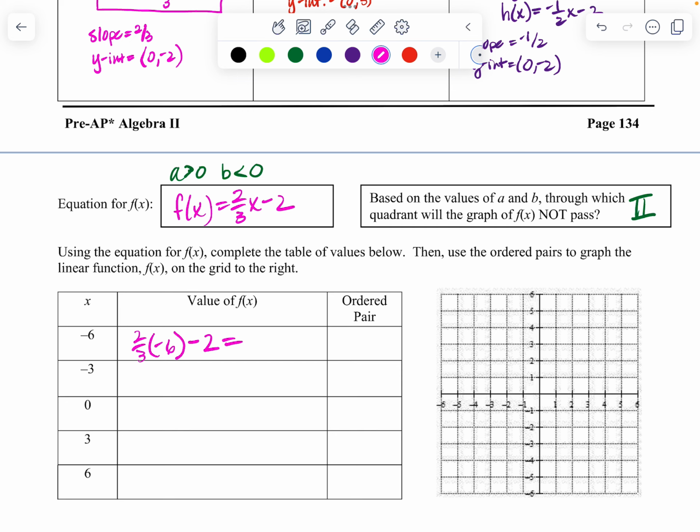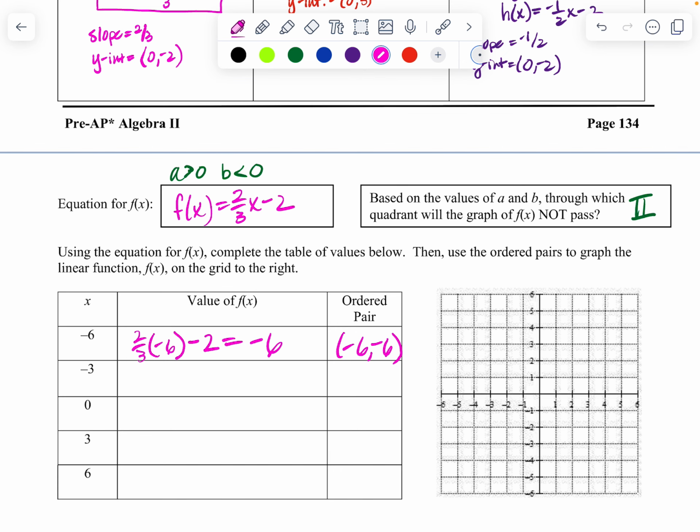All right, we should be able to do this without a calculator. So let's think for just a moment. What is 2 times negative 6? That should be negative 12. And then this means divided by 3. 2 times negative 6 divided by 3. That's all a fraction is. You're multiplying by the top and dividing by the bottom. All right, so 2 times negative 6 is negative 12. Negative 12 divided by 3 is negative 4. So we've got negative 4 minus 2, which is negative 6. So when x equals negative 6, y equals negative 6, and our ordered pair is negative 6, negative 6.